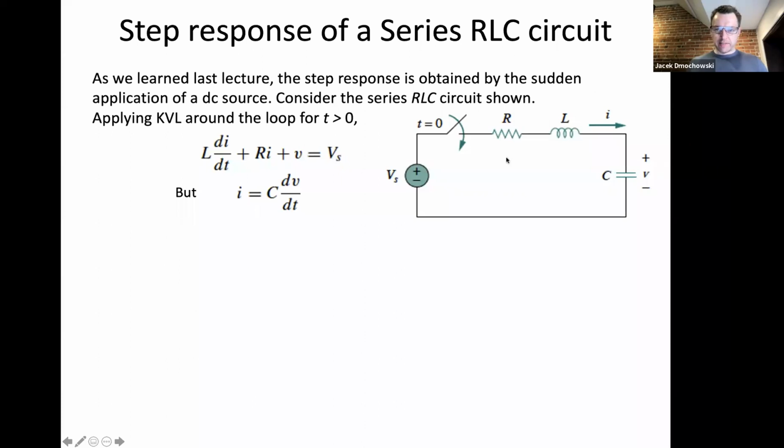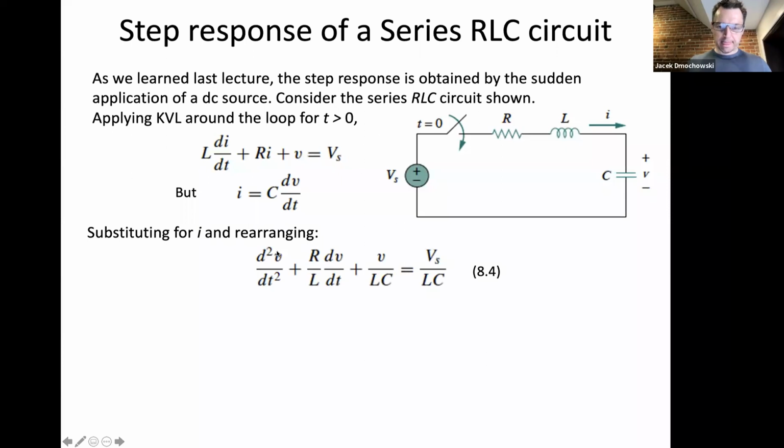And we also know that the value of I is equal to C times the derivative of V. V is going to stand for the capacitor voltage, and I is going to stand for the inductor current, as always. And notice that the inductor current is shared by the other elements. So now we're going to plug this into here and here. And what we get is a second order differential equation in V.